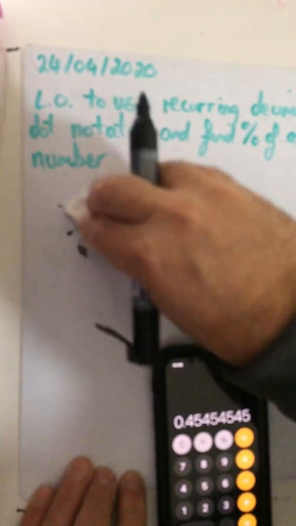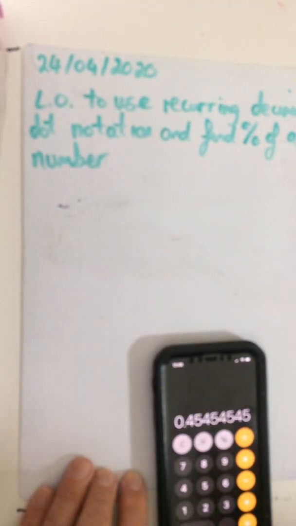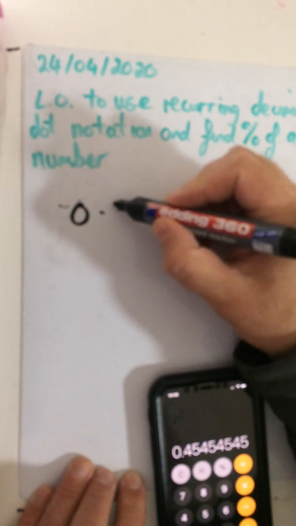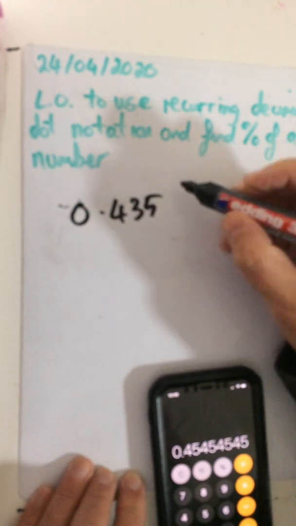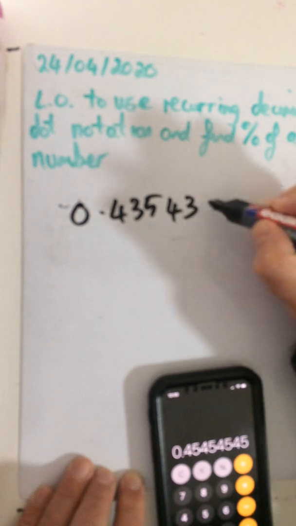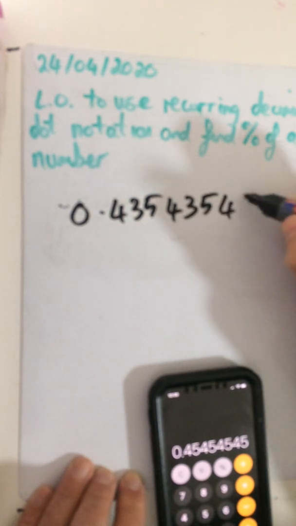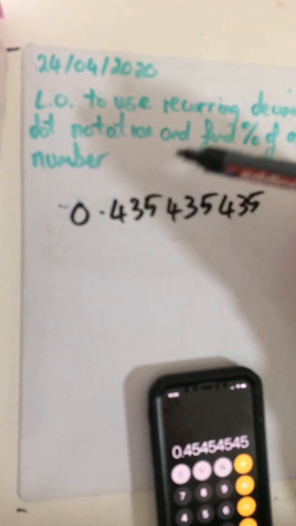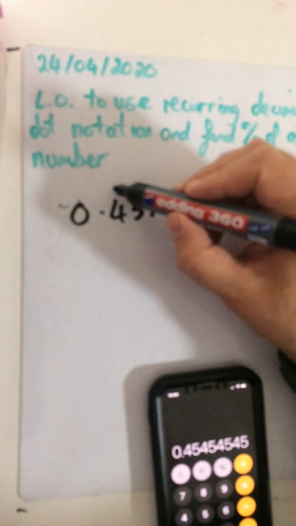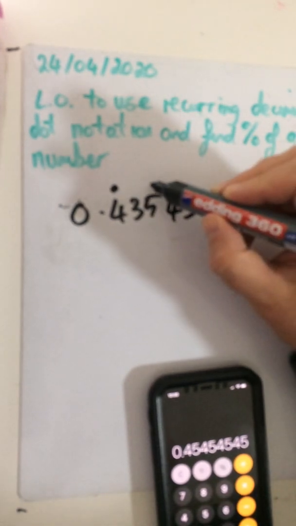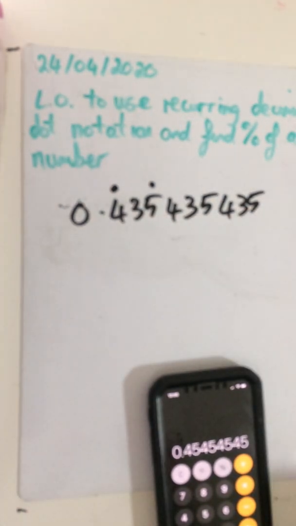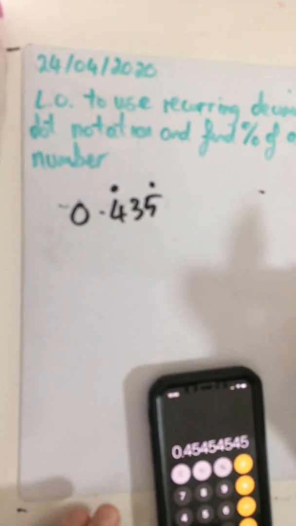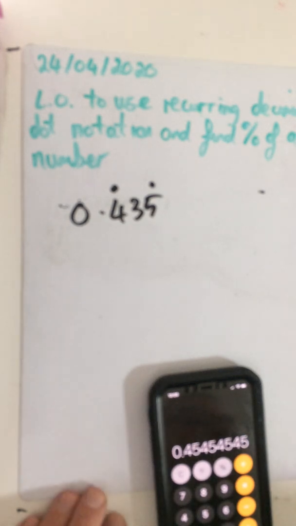Now you can have other ones which are longer than that. So for example, you can have one which could perhaps be 0.435435, and you can see the sequence here. It's 435. So again, you would put the dot at the beginning of the sequence and then the dot at the end of the sequence. That would show that the 435 is the recurring number.